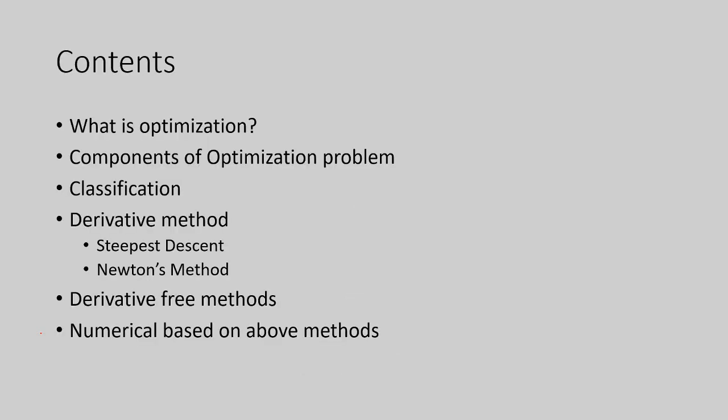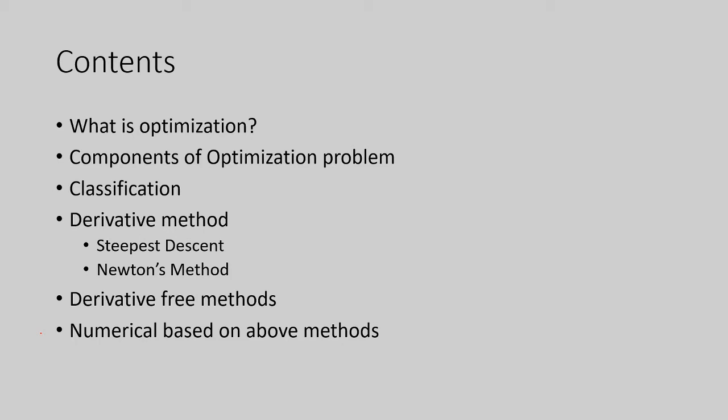These are the contents we will be discussing in today's session. First, we will be discussing what is optimization, what are the definitions related to optimization, and why we need optimization. Then later we will discuss the components of an optimization problem, the different elements like the variable and the objective functions, and all other elements.